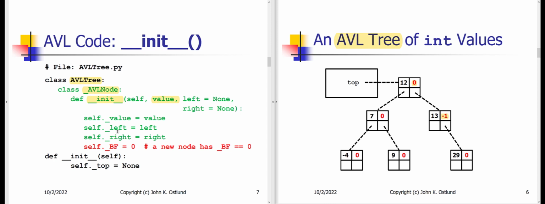Sorry, I keep wanting to say data members, which is the C++ terminology. Instance variables. So the underscore value, underscore left, underscore right, private instance variables take on the values of these parameters, value, left and right. And we're also going to augment this data structure with a balance factor at each node. By definition, every time we create a node, that's going to be at the bottom of the tree, and so we'll just set the value 0 as the initial value for the balance factor of every newly created node.